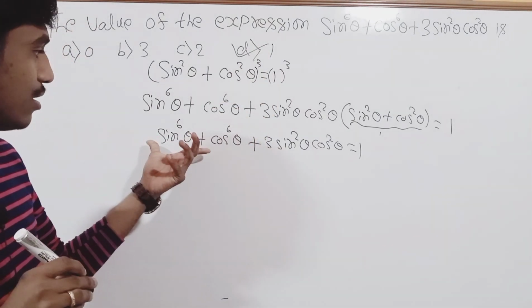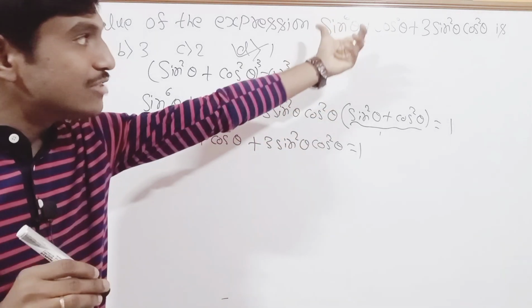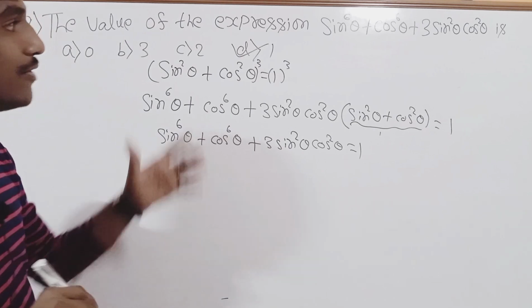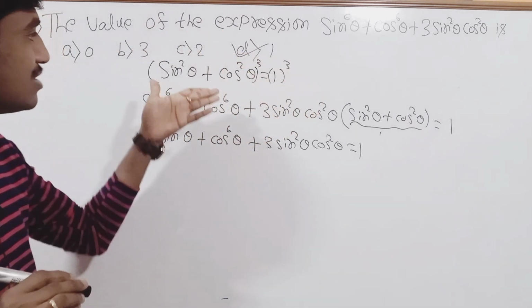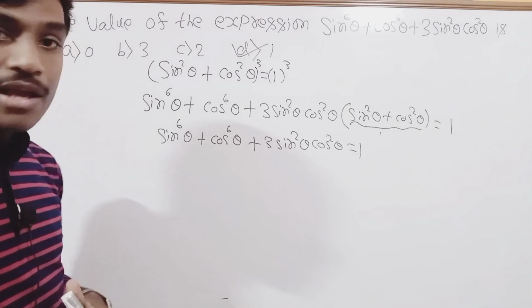because we got here sin raised to 6 theta plus cos raised to 6 theta plus 3 sin square theta cos square theta. That is what they have given. So the value is 1. So whenever you get a question like this, you use the identity sin square theta plus cos square theta equals 1, then you will get the answer.